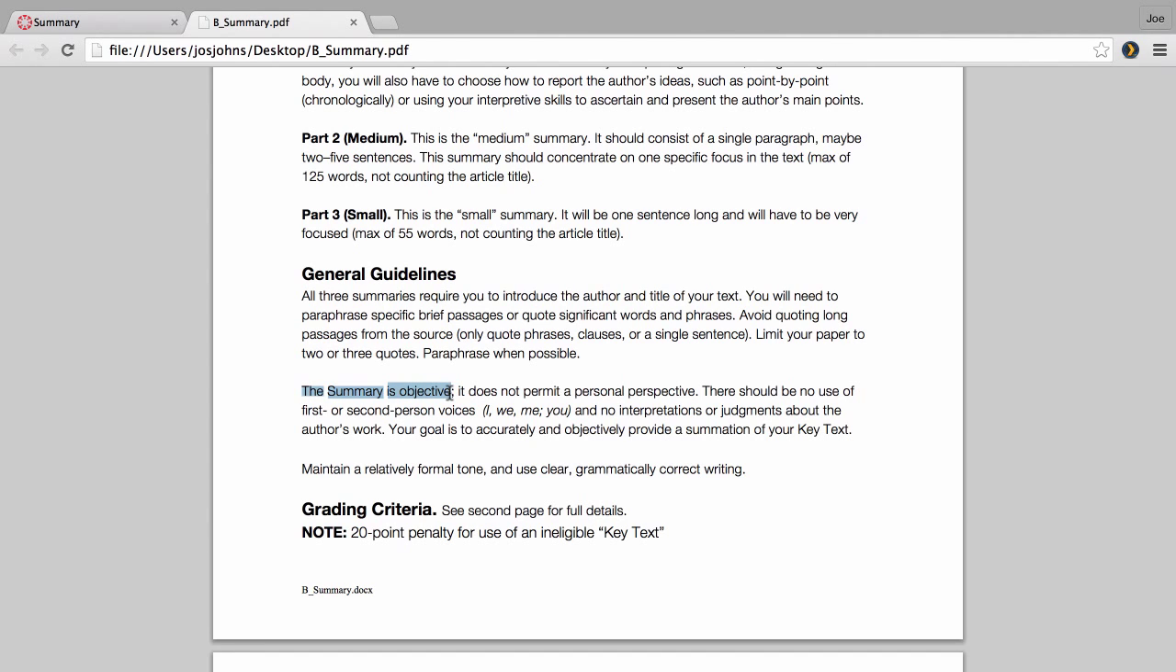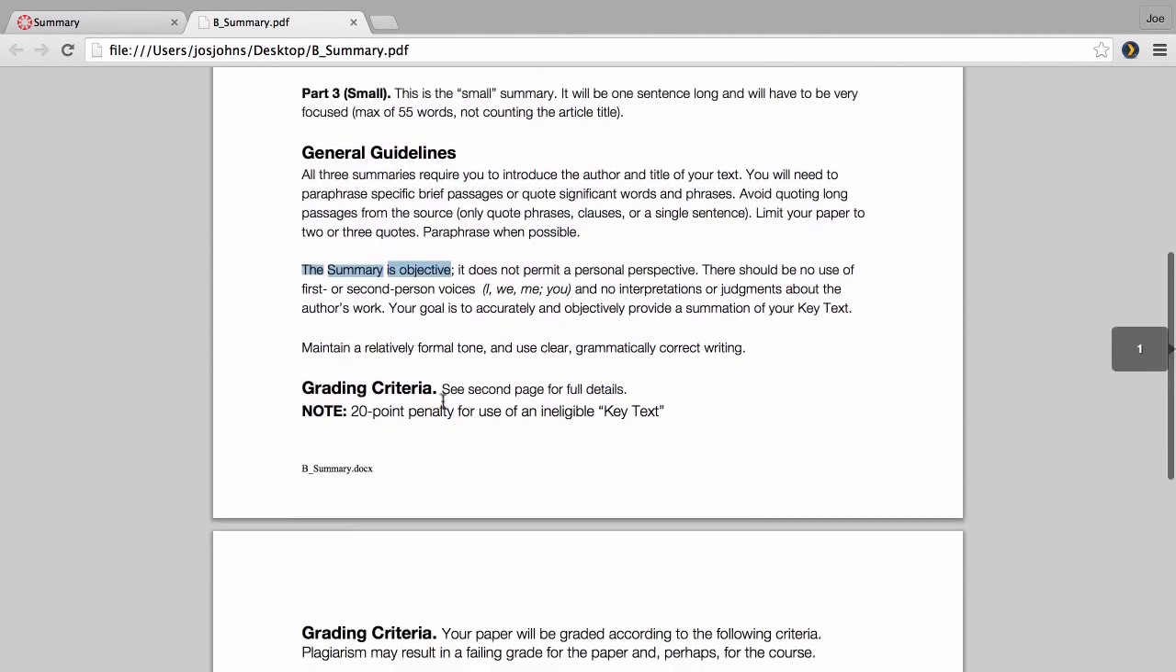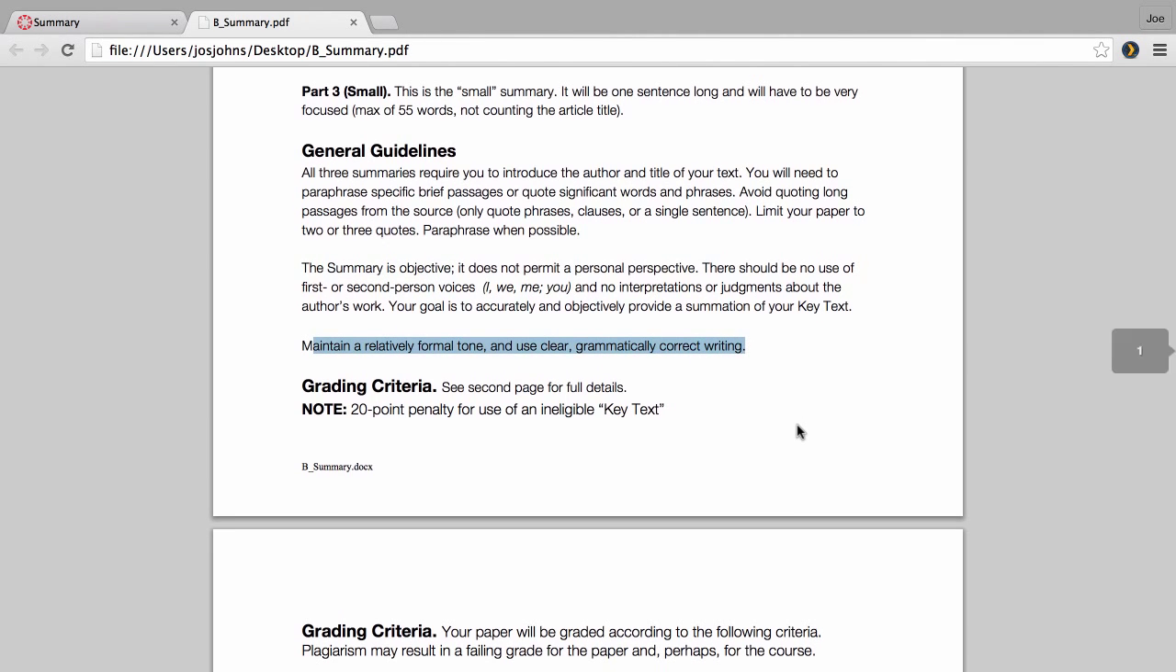You don't have any place within the summary to interpret in kind of making any form of judgment. Yes, you're going to do some interpretation in that you're distilling someone else's ideas into a smaller piece, but you're not doing interpretation in the sense that you're saying you agree with it, disagree with it, that it's problematic, or any of that stuff. You're just concentrating on being as objective as possible, which means no first or second person voices. No I, we, me, you, your, those sort of pronouns. And remember, maintain a relatively formal tone, use clear and grammatically correct writing.